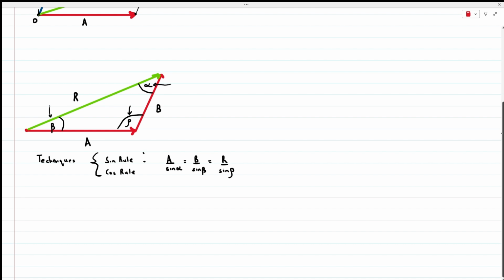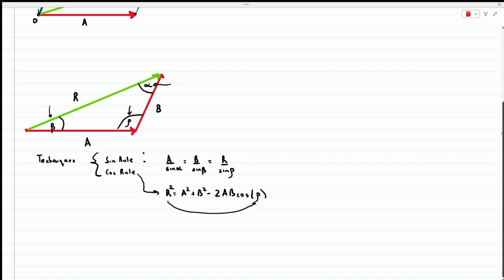And what about that cosine rule? One instance of the cosine rule says that R squared is equal to A squared plus B squared minus 2AB cosine of the angle which is opposite to the R side. The angle opposite of R is going to be rho.